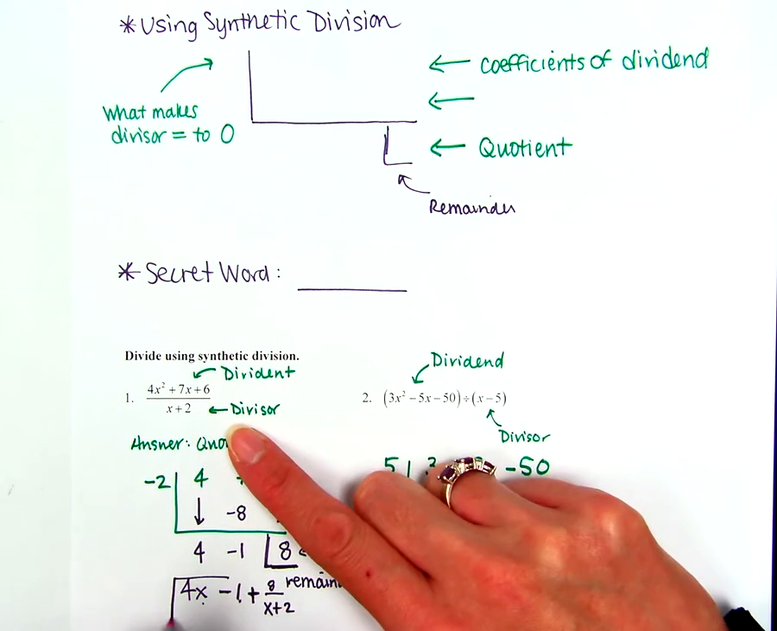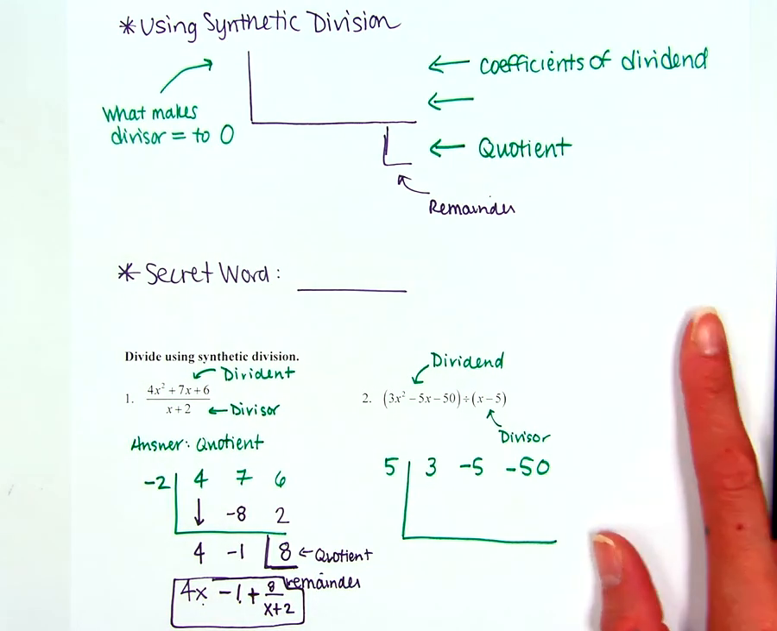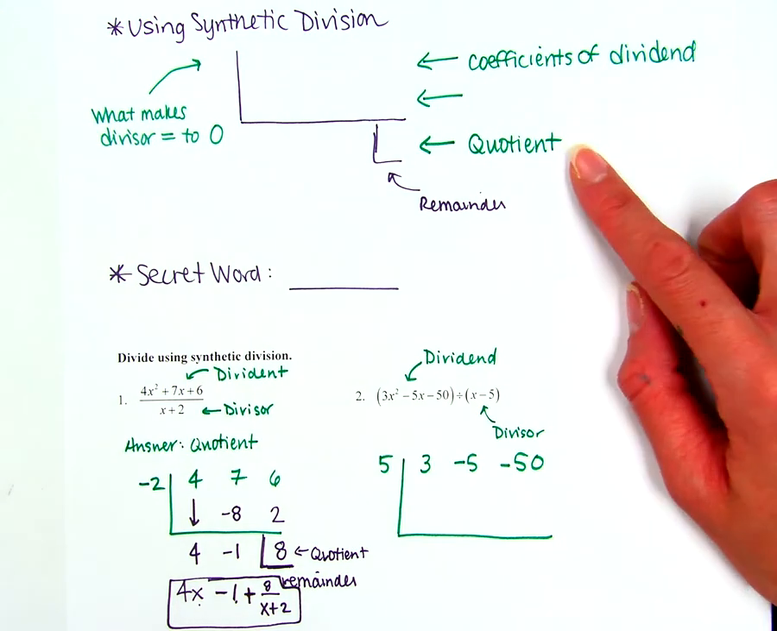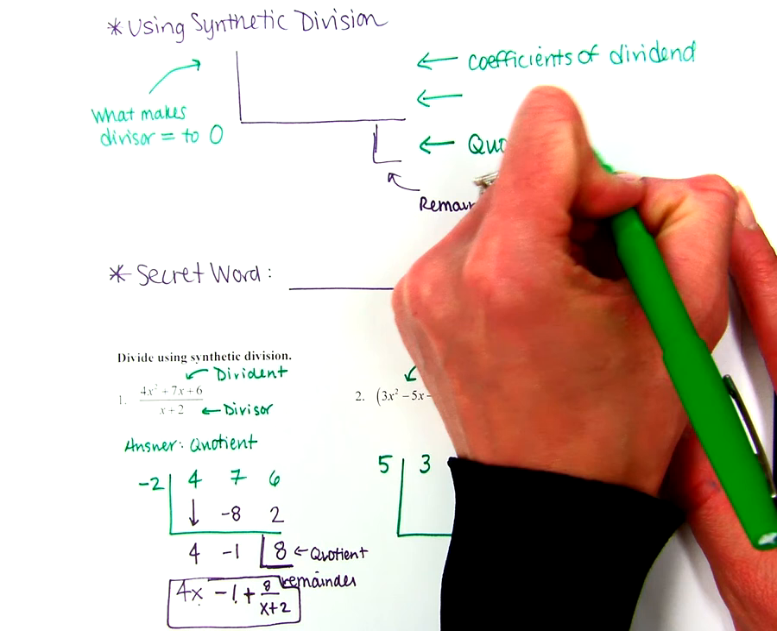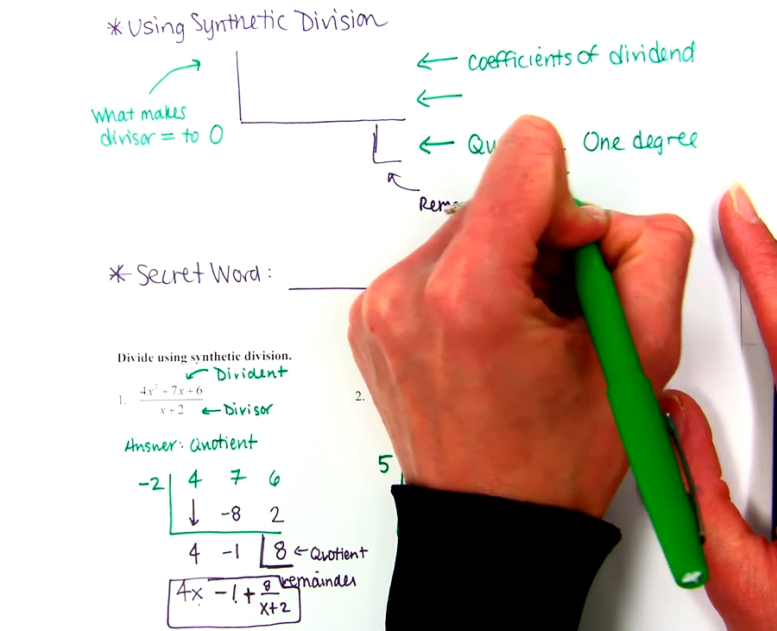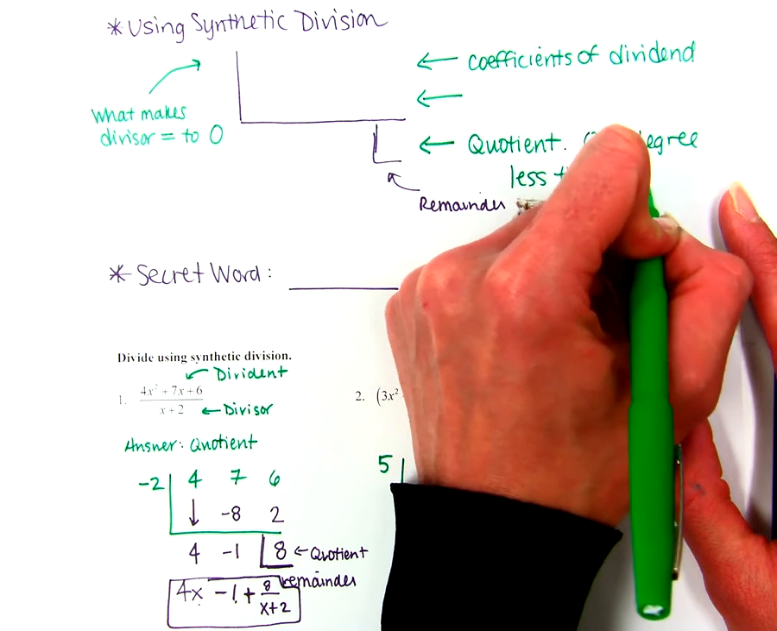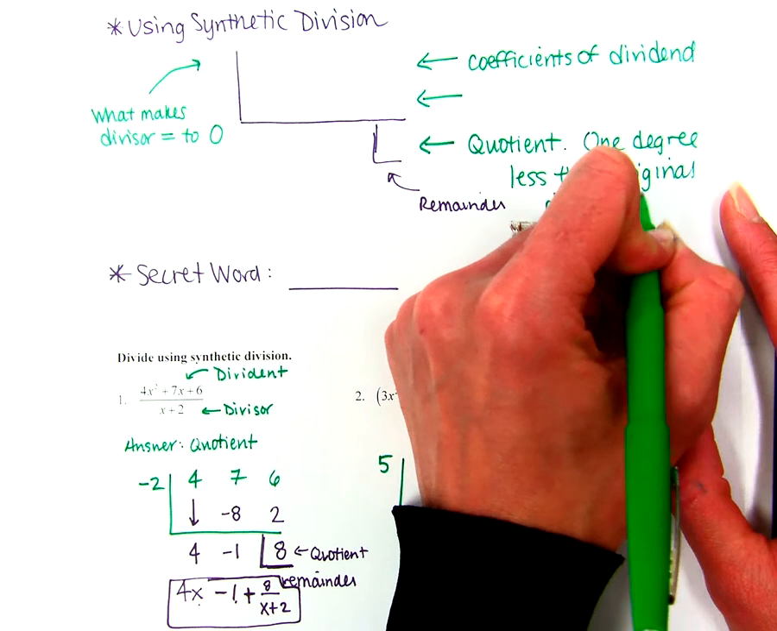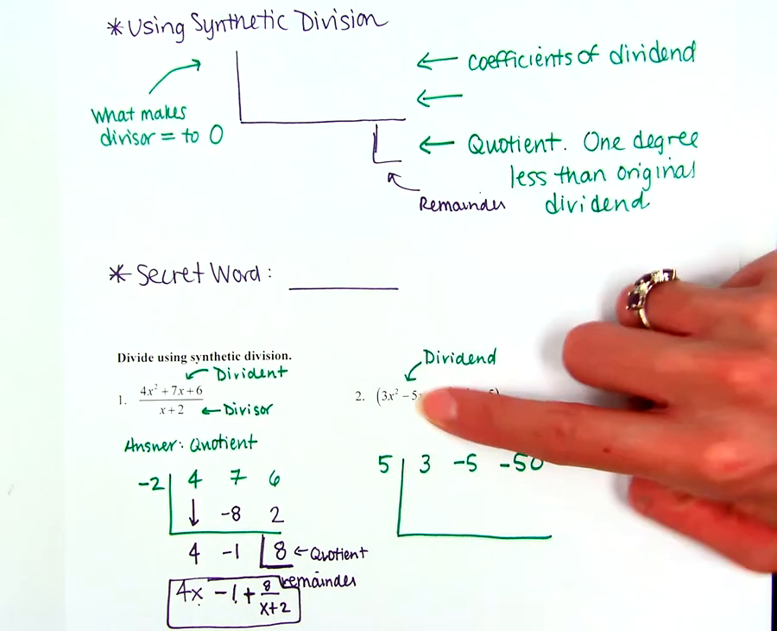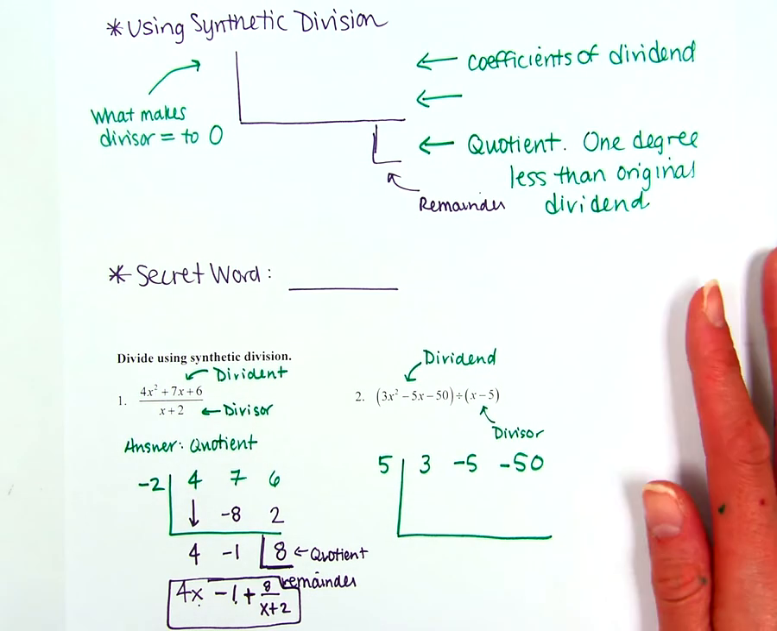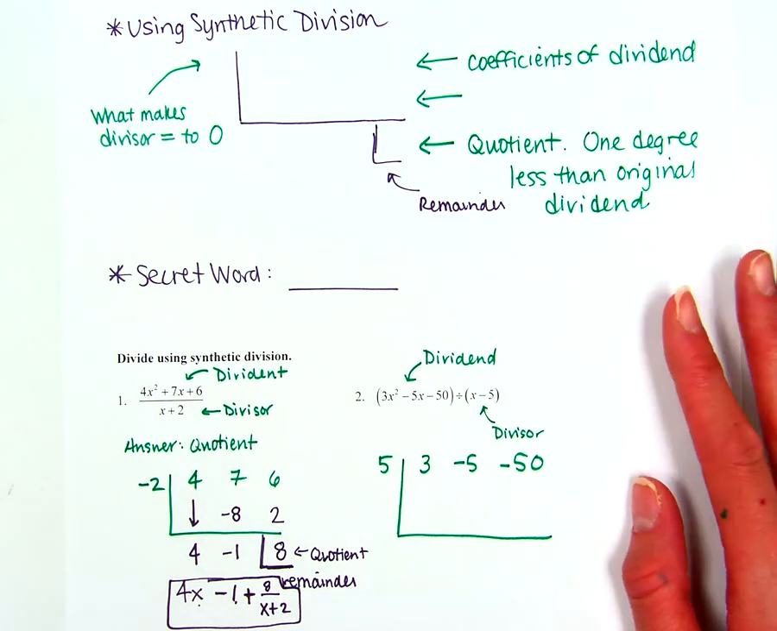Okay, so I know this sounds a little bit crazy, and there's a whole bunch of different numbers, but I promise once you do a bunch of these, you're going to say, oh, these are actually pretty easy problems. All right, so going back to this, the thing about your quotient is that this is 1 degree less than the original dividend. Okay? So if my original dividend was x squared, then I know my answer is going to start with just regular x.